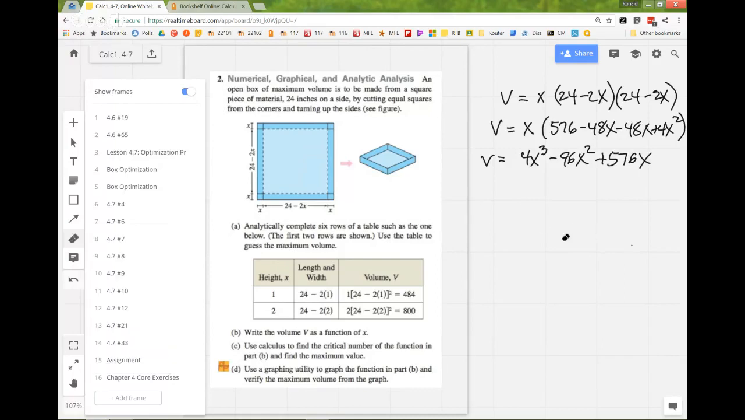Now, we need to what? If we want to maximize this volume, we're going to have to take the derivative. Welcome, Jamie. And we want to set it equal to 0. So V prime, first derivative, 12x squared minus 192x plus 576. And of course, now we want to set that derivative equal to 0.